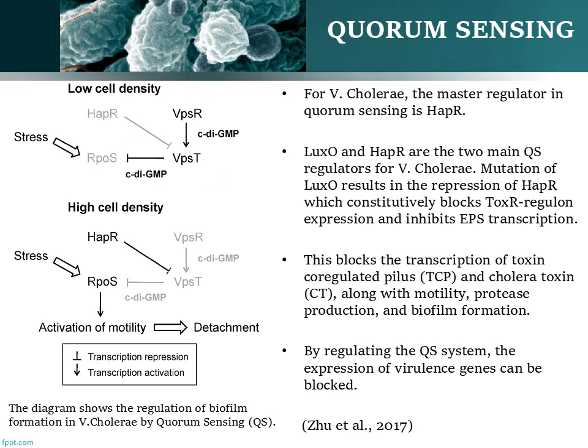This blocks the transcription of the toxin co-regulated pili, TCP, and the cholera toxin, CT, along with motility, protease production, and biofilm formation. By regulating the quorum sensing system, the expression of virulence genes can be blocked. The diagram shows the regulation of biofilm formation in Vibrio cholerae by quorum sensing. This diagram shows the pathway where the repression of HapR can occur. This repression can lead to the blocking of the virulence genes' expression.